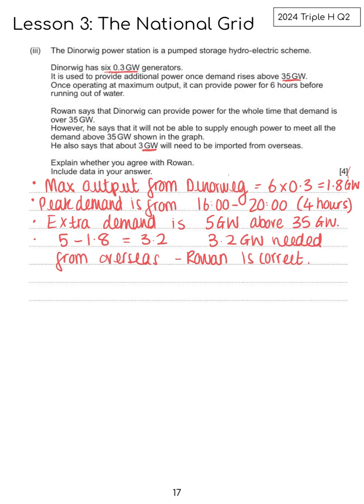But the final thing is how much extra power does it need? And we need an extra 5 gigawatts, and it can only provide 1.8. So we need to find out what's missing. So we do 5, take away 1.8, 3.2. So we need 3.2 gigawatts from overseas, and Rowan says it's about 3, so he is correct.